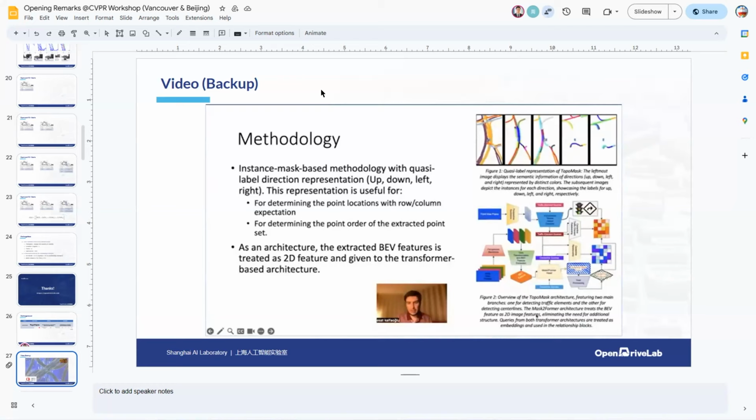The crucial point is that after obtaining the BEV feature, it's treated like the perspective feature and given directly to the Mask2Former architecture, which discharges the static element queries and solution to the object detection transformer base. And the queries are assumed to be embedded in the traffic element as lanes.